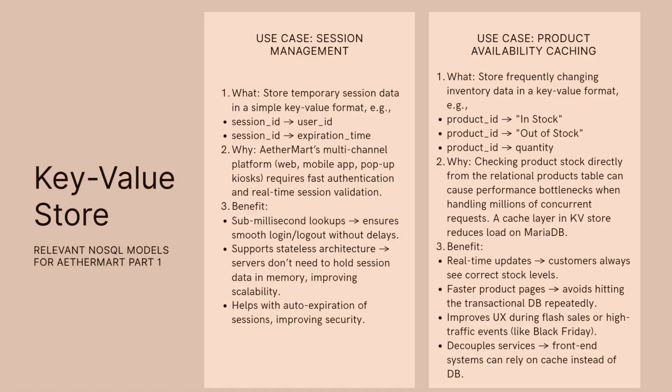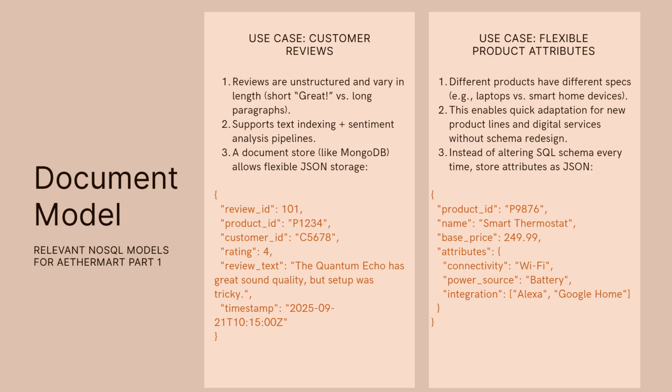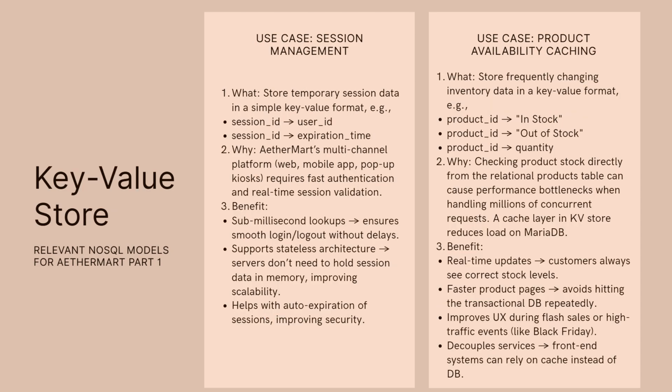Now we'll discuss some types of NoSQL databases we can have. Mostly for Ethermart, we'll be discussing key value store, and then we'll be discussing the document model. So, what is a key value store? It is basically as simple as a hash map. We have keys and we have values for those keys, like a dictionary. For example, session ID is mapped to user ID, and session ID can also be mapped to expiration time at the same time. So this makes the lookups very fast.